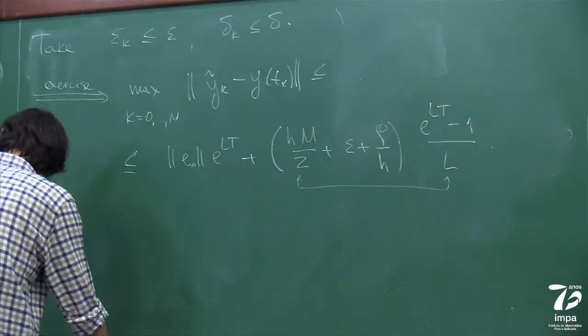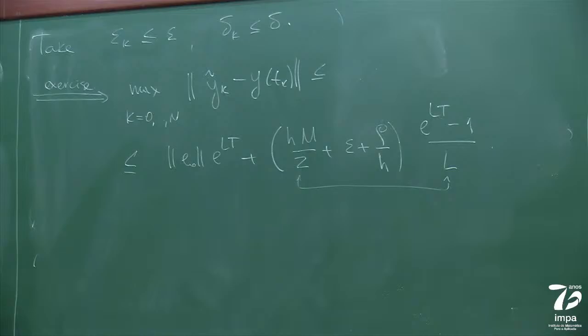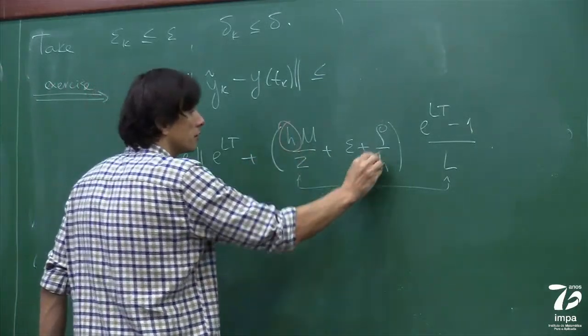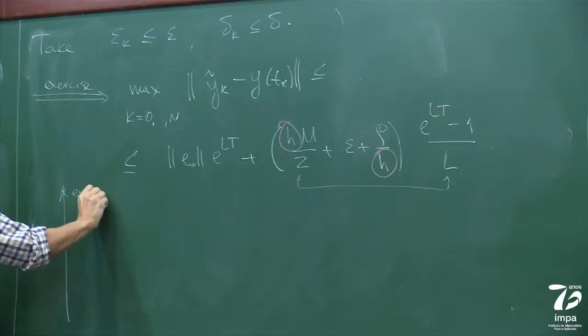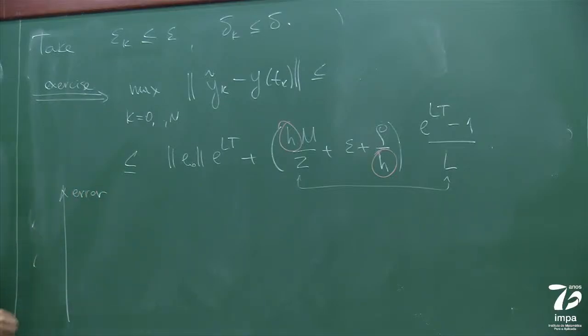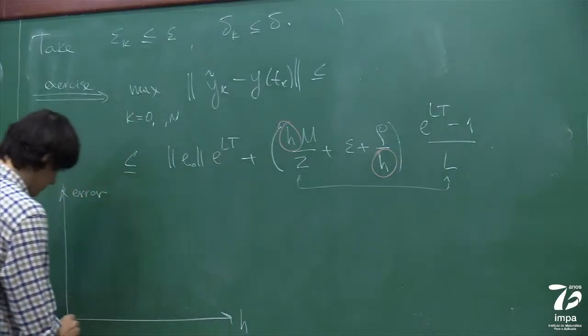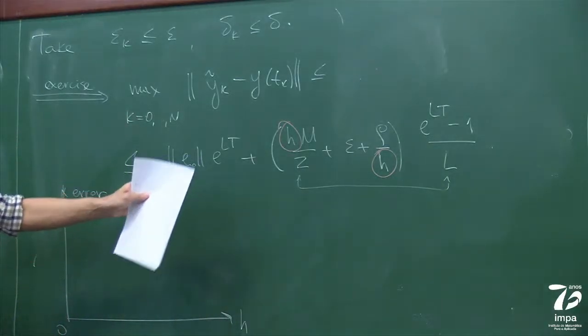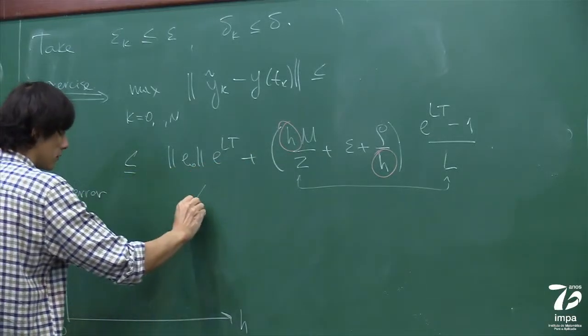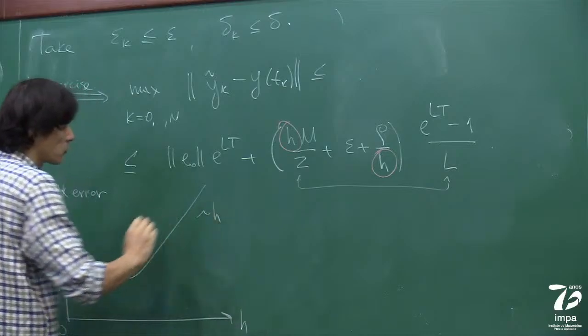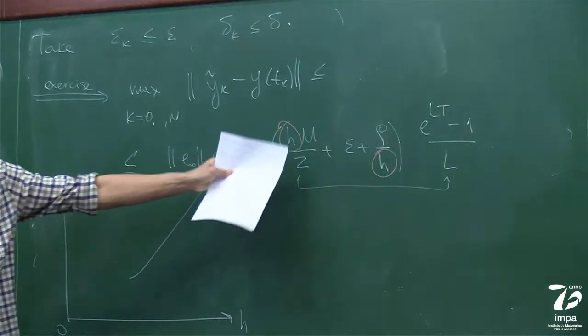Okay. So what you have at the end is how h enters. The h enters in two places, here and here, in the top and in the bottom, which means that if you plot the error as a function of h, when h is very large, this dominates. So the error will be proportional to h, and this is the term because of discretization.